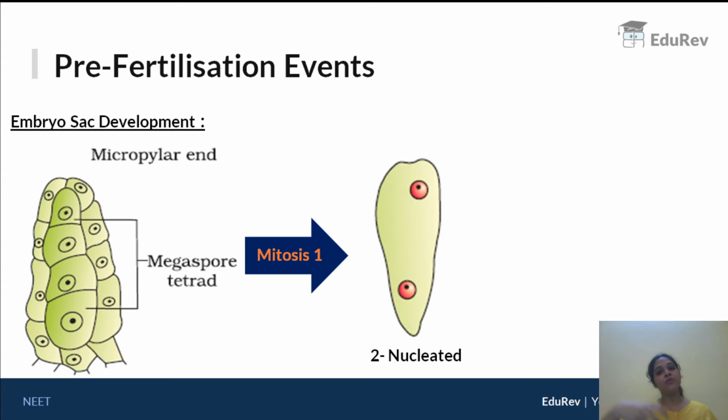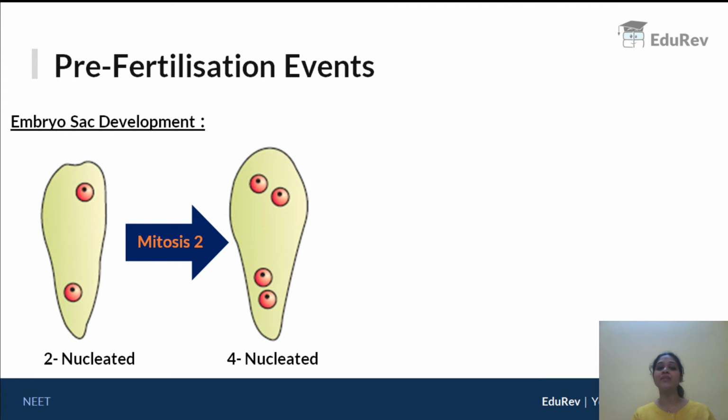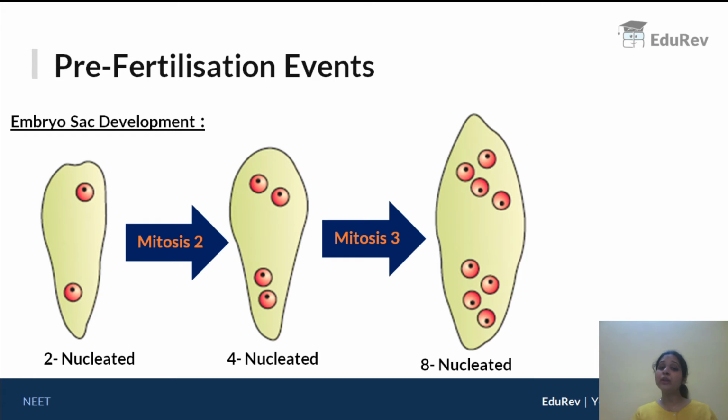So you can see the amount of cytoplasm. Now remember, this is a single cell. The amount of cytoplasm increases and the nuclei doubles. So a single nucleus undergoing one mitosis, you will have 2 nuclei. Now the 2 nucleated embryo sac will undergo the second mitotic division. So each of those nuclei are going to double. Okay, so in total you will result in a 4 nucleated condition. And if you have the third mitosis taking place, those 4 nuclei are going to double. So you'll have an 8 nucleated condition.